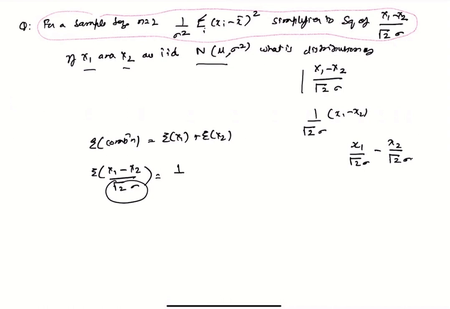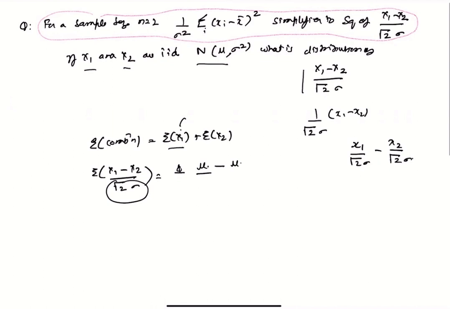The expected value of x1 is mu and the expected value of x2 is mu, so this is mu minus mu because they both are mu, and then you are multiplying it by 1 upon root 2 sigma. Mu minus mu is going to be 0, so 0 divided by under root 2 sigma is just going to be 0. That is why the expected value of this combination is going to be 0.